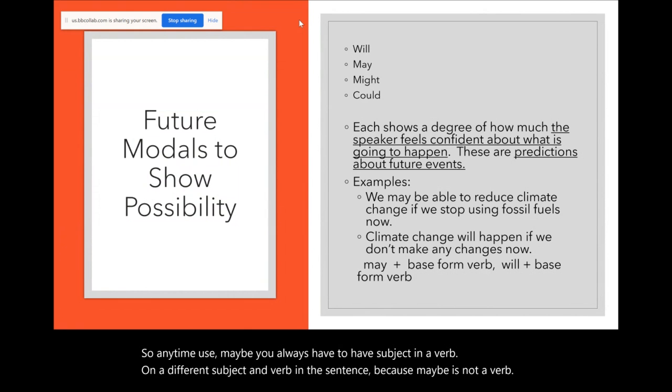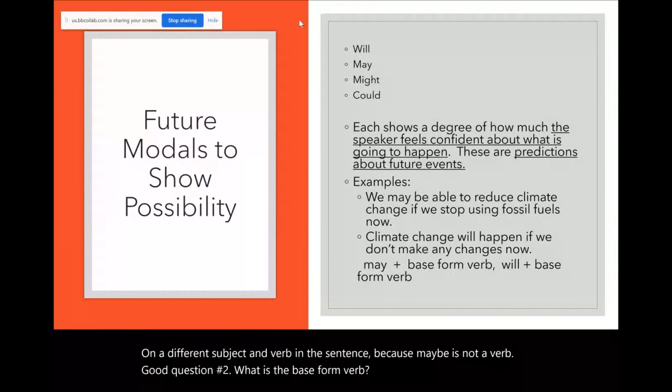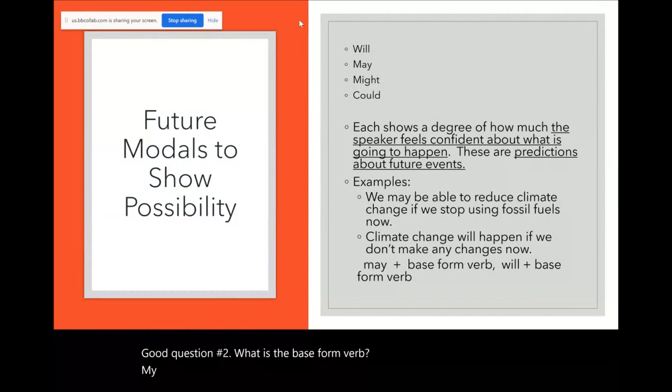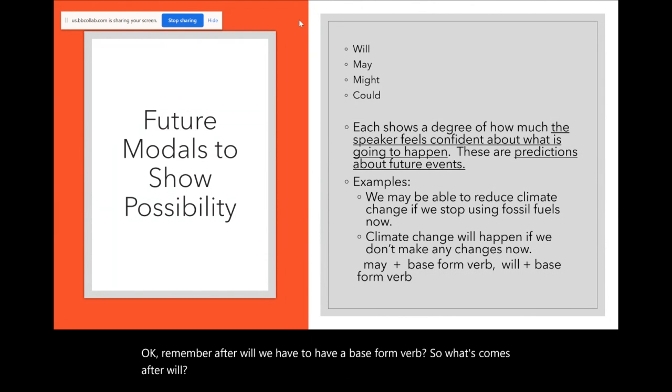Okay, thank you. Yeah, so good question. Number 2, what is the base form verb? My second sentence. Where's the base form verb? Can anybody see? Make. That is a simple verb. Okay, remember after will is a base form verb. So what comes after will? After will, base form verb.